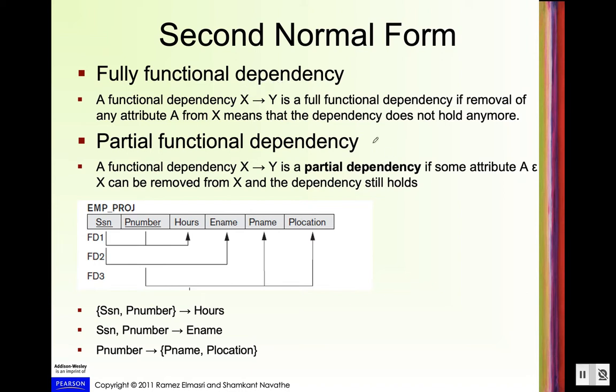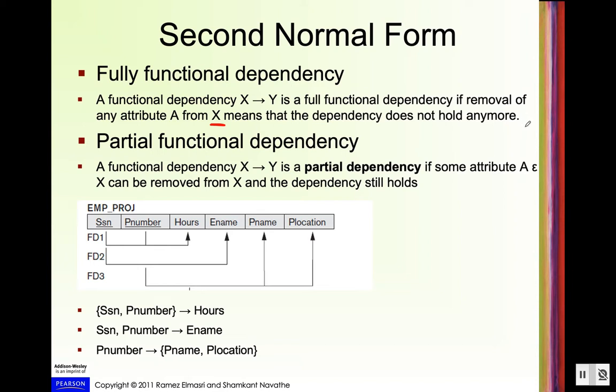on X. So this functional dependency is known as a full functional dependency if, when we remove any attribute A from X, the dependency doesn't hold anymore.